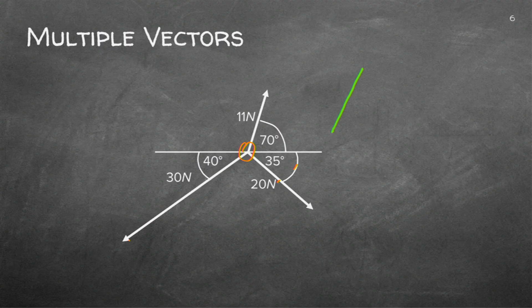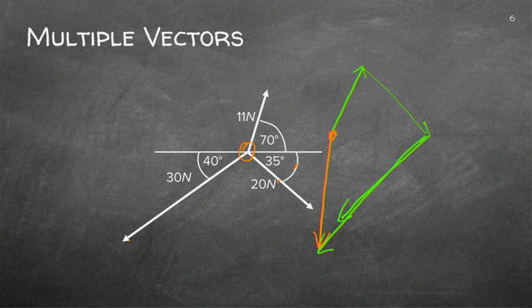If I asked you to draw it graphically and find the resultant graphically, you would probably start with the 11. From that point, you would draw your 20, and from there, your 30. That would probably be a little bit longer, and that would give you your resultant. So I started there, I ended there, and that's my resultant. That's one way of doing it.